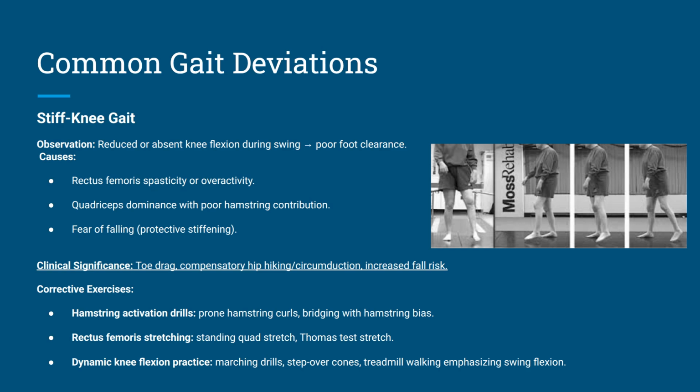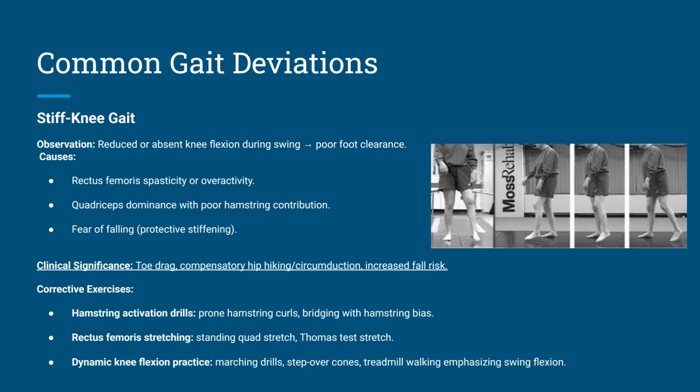Talking about the biomechanics, normally knee flexion in swing is assisted by push-off momentum, gastrocnemius recoil, and hamstring activation. In a stiff knee gait, rectus femoris fires too long or too early. Knee flexion is mechanically blocked. Swing becomes inefficient.